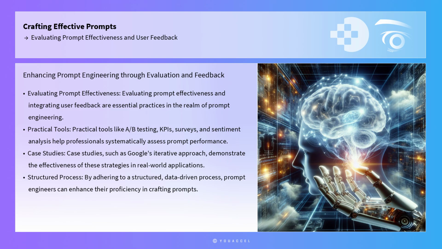In conclusion, evaluating prompt effectiveness and integrating user feedback are essential practices in the realm of prompt engineering. Through the use of practical tools like A/B testing, KPIs, surveys, and sentiment analysis, professionals can systematically assess prompt performance and gather valuable insights from users. Case studies, such as Google's iterative approach, demonstrate the effectiveness of these strategies in real-world applications.